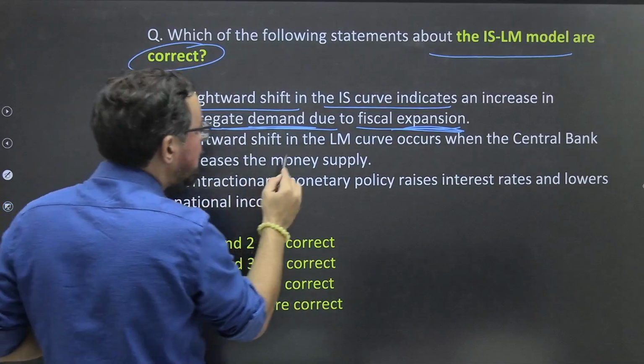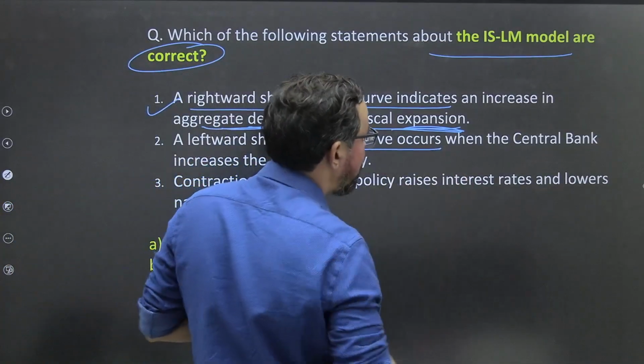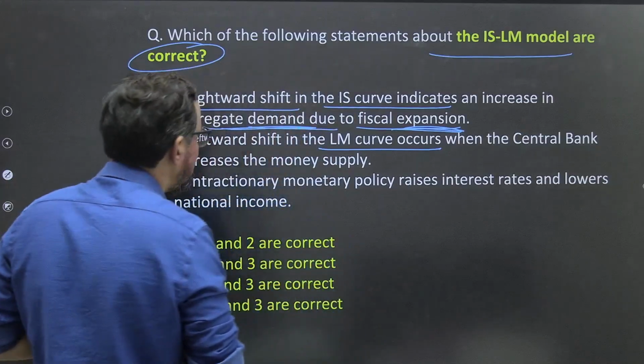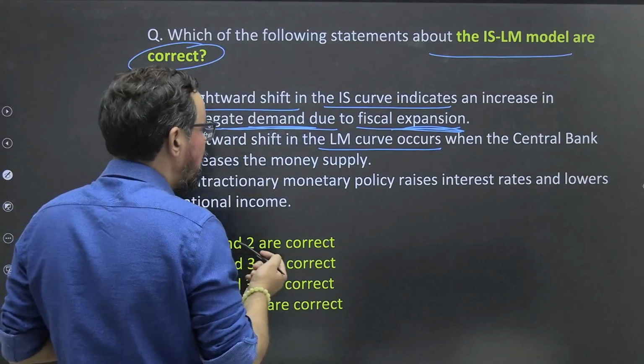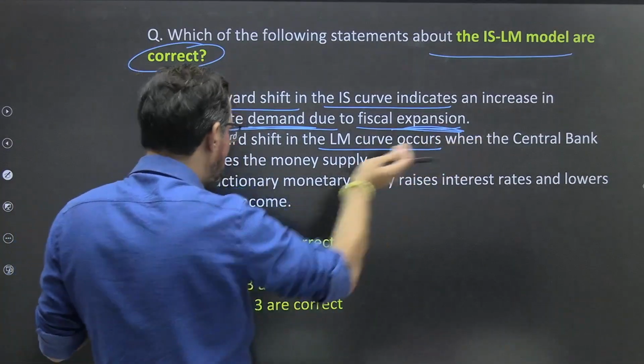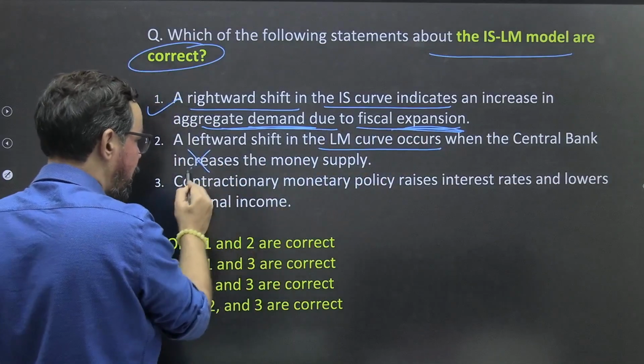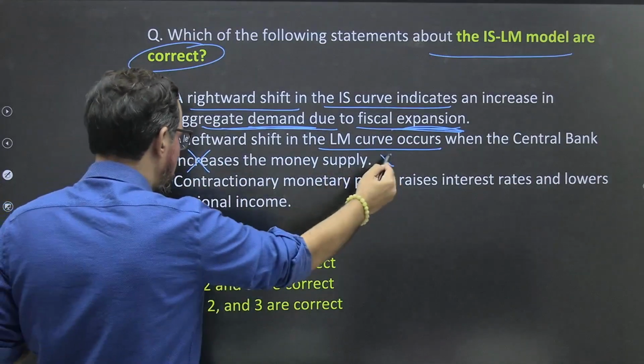A leftward shift in the LM curve occurs when the central bank increases the money supply. If it is leftward, it should be a decrease, not an increase. So this makes this statement wrong.